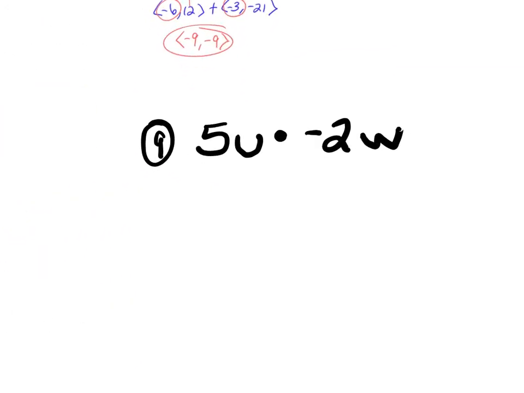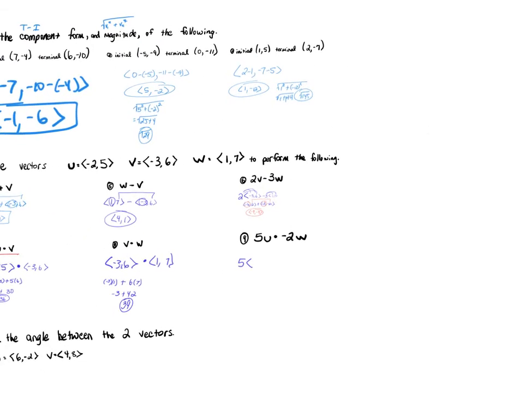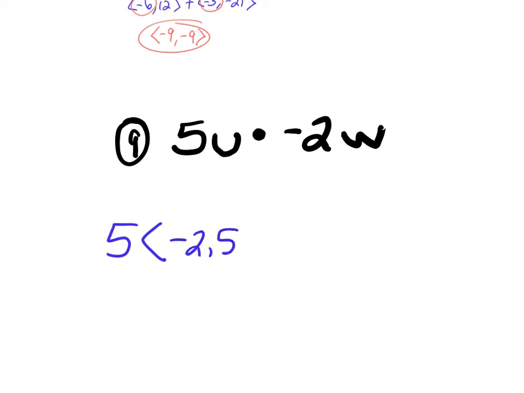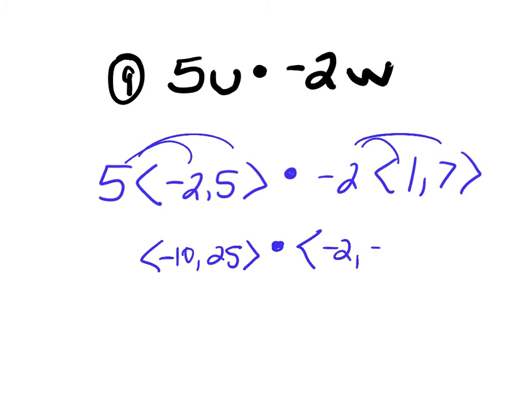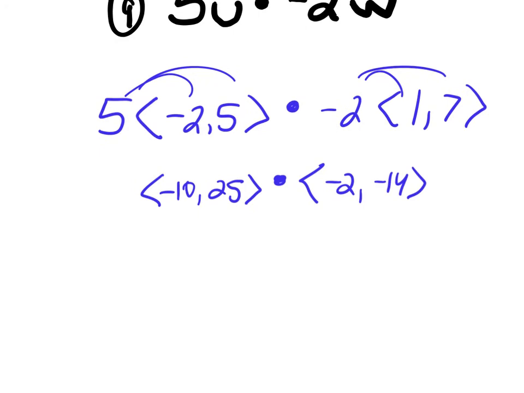If I come here, before I find the dot product, what do I have to do first? Distribute. So I'm going to multiply 5 times u, which is negative 2, 5. And then I'm going to multiply negative 2 times w, which was 1, 7. Correct? Okay, so distribute first. You have negative 10, comma 25. And then you have negative 2, negative 14. Agreed? Yes or no?